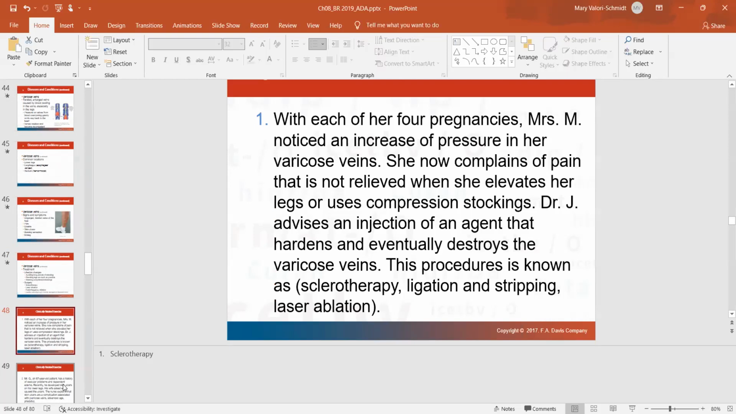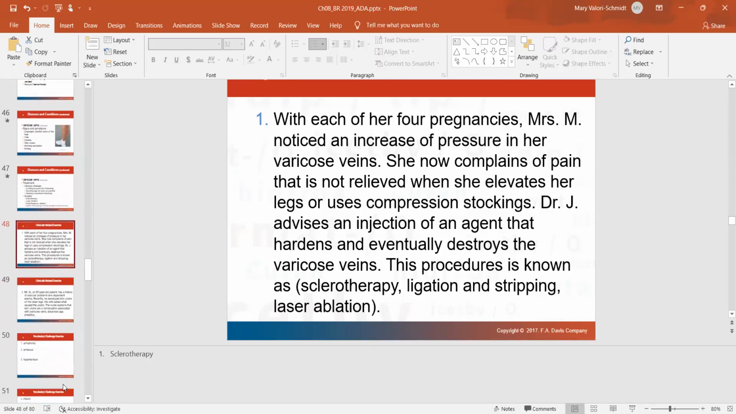With each of her 4 pregnancies, Mrs. M noticed an increase of pressure in her varicose veins. She now complains of pain that's not relieved when she elevates her legs or uses compression. No, we're not going into that one. My bad, skip.